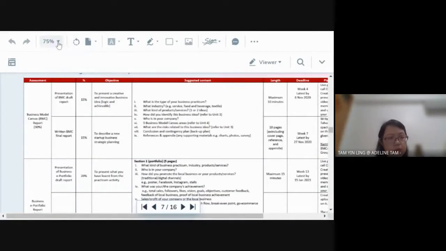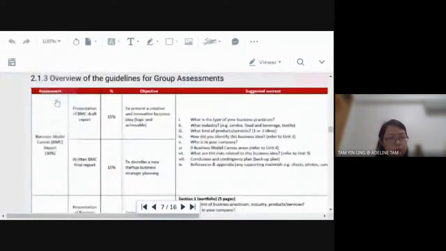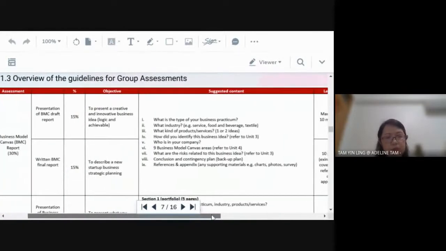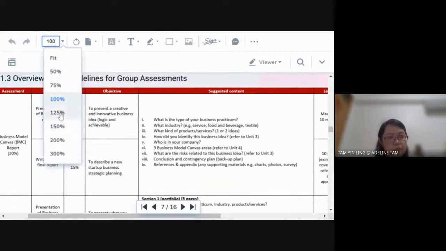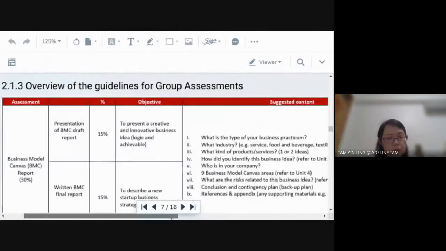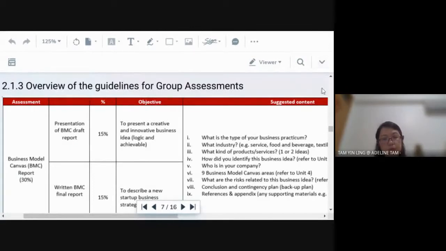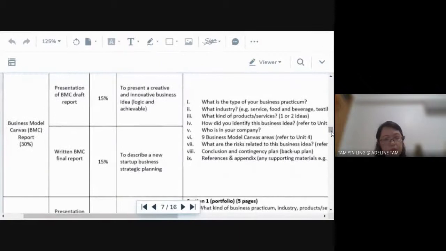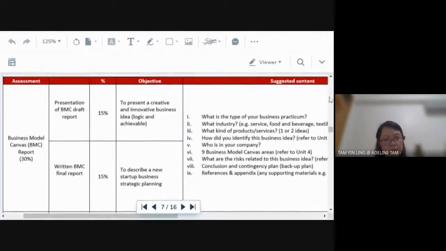Okay, you can refer to page 7, page 7 in the content. So for the business model canvas, page 7 in the course outline, the business model canvas altogether is 30%.